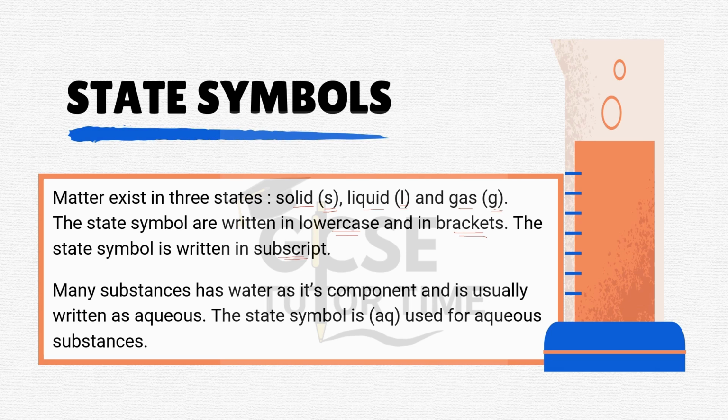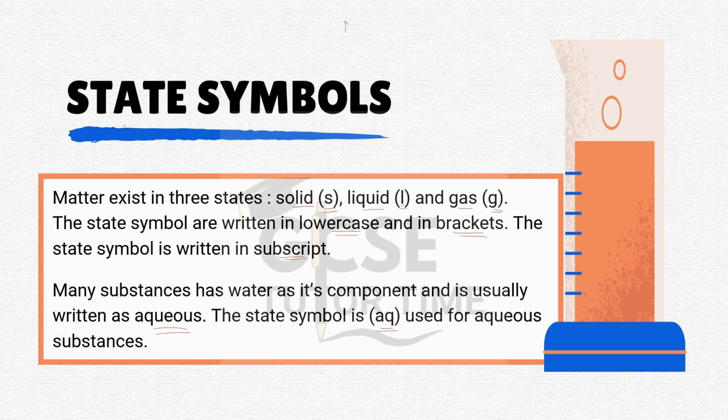Many substances have water as a component and are usually written as aqueous. The state symbol is aq, used for aqueous substances.